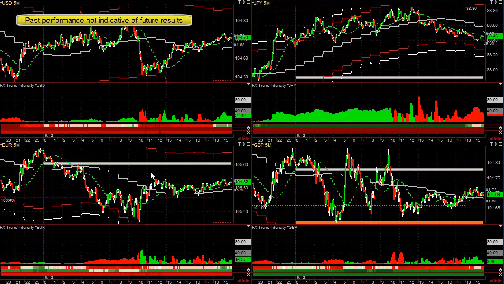It bounced, bounced, bounced. The yen ran out of steam above here, pulled back, ran out of steam above here, pulled back. You can see it when a currency is trending up and it's finding support at the hourly. When it finally breaks underneath there, it's very likely to trend down.